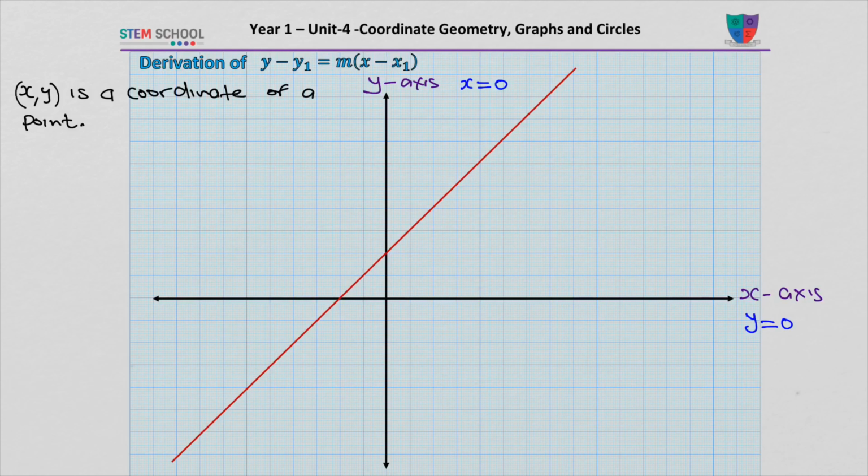For a graph, we always have the y-axis, crossing the x-axis at x equal to 0. So that's why the y-axis equation is x equals 0. We have the x-axis crossing the y-axis at y equal to 0. And that's why the equation of the x-axis is y equals 0.